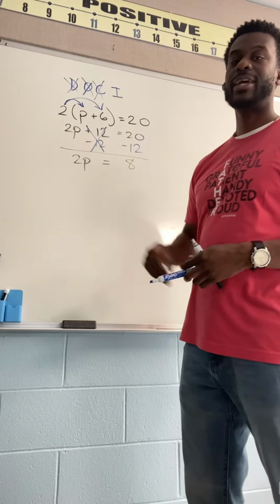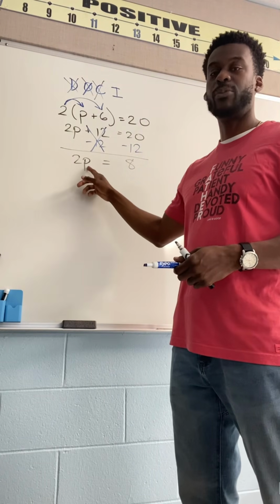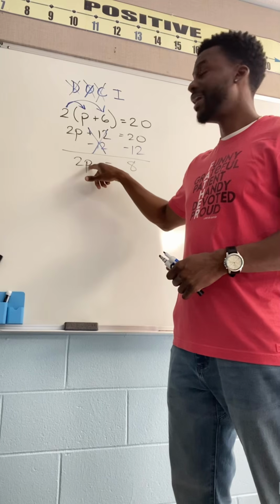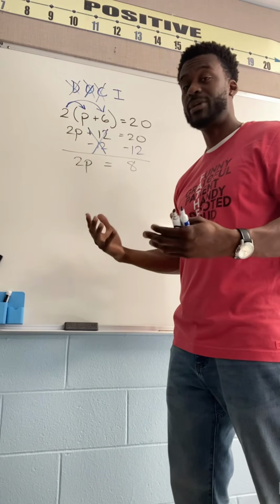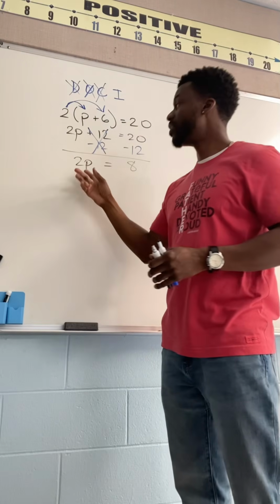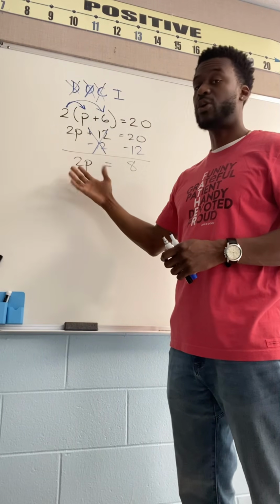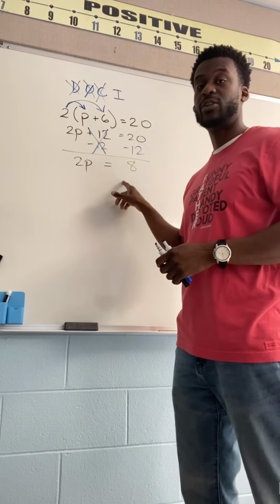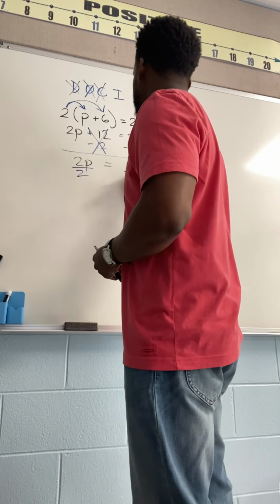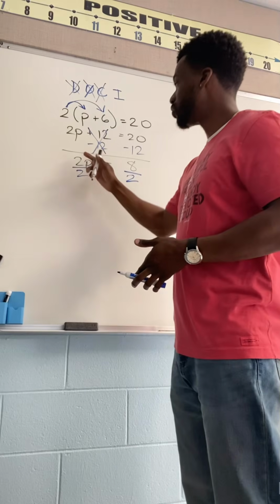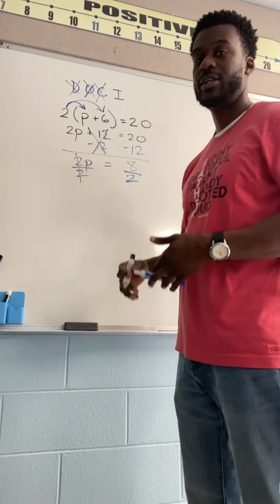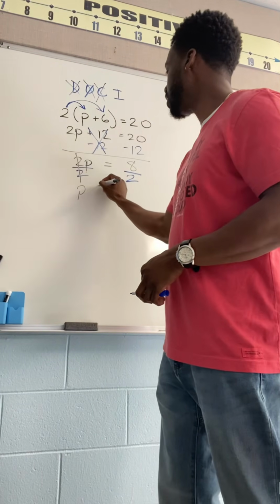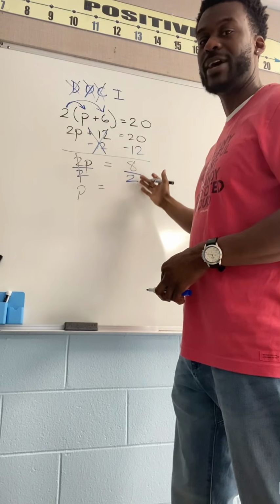Last step is isolate. So we want to isolate the variable. The variable is the letter p in this case. So 2 and p connected together. This really means 2 times p. Whatever number is attached to the variable, which we call a coefficient, is what is going to be divided by on both sides of the equation. So we divide by 2, divide by 2. 2 divided by 2 is 1. In math, we can just leave it alone and write p equals, and on the other side, 8 divided by 2 is 4.